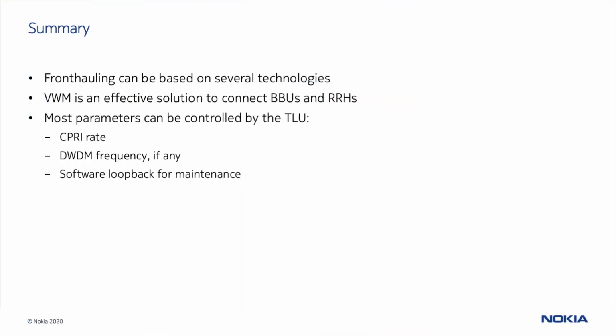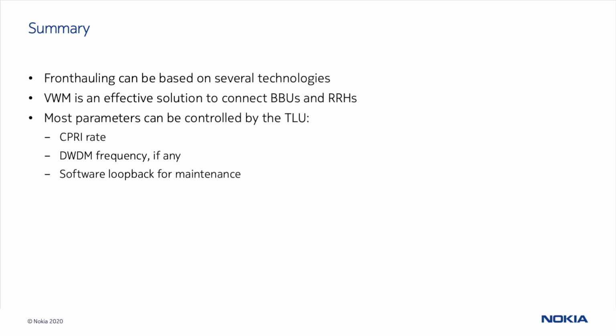In summary, in a VWM-based fronthaul link, several components are present, but one of them is used for most of the channel configuration parameters to be issued, the TLU. Through this active component, the user can define the CPRI rate per channel, configure the DWDM frequency where DWDM channels are used. In case CWDM channels only are used, typically their frequency is predefined with the pluggable and cannot be changed via software. Establish software loopback on both client and line ports.